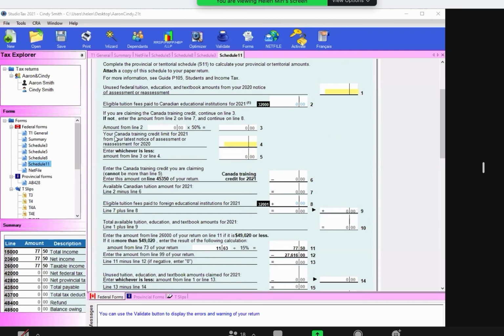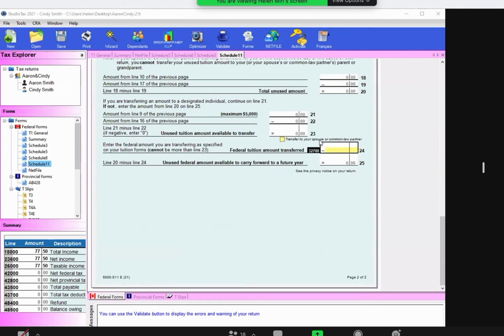Oh, this has your Canada training credit limit. If you have it, then you put it. And also, if you have something on line 23, then you need to put line 24. How much? Line 24. And if you have, you need to transfer. This one shows you how much you transfer. But when you do tax return, you make sure you check this box, then you transfer.